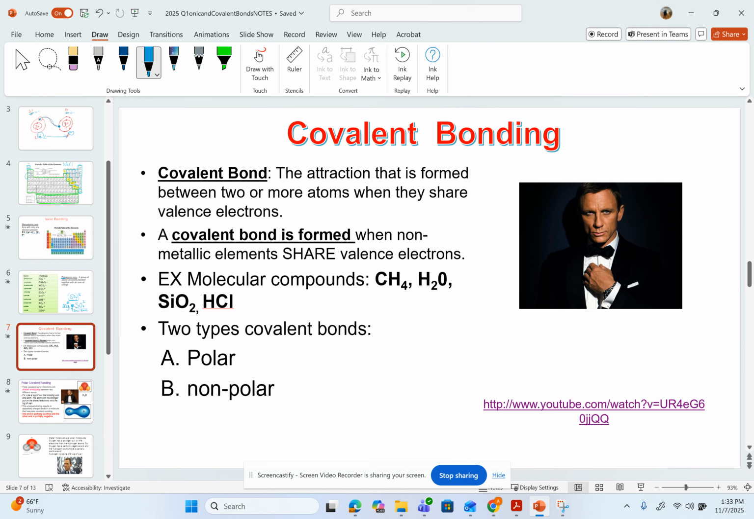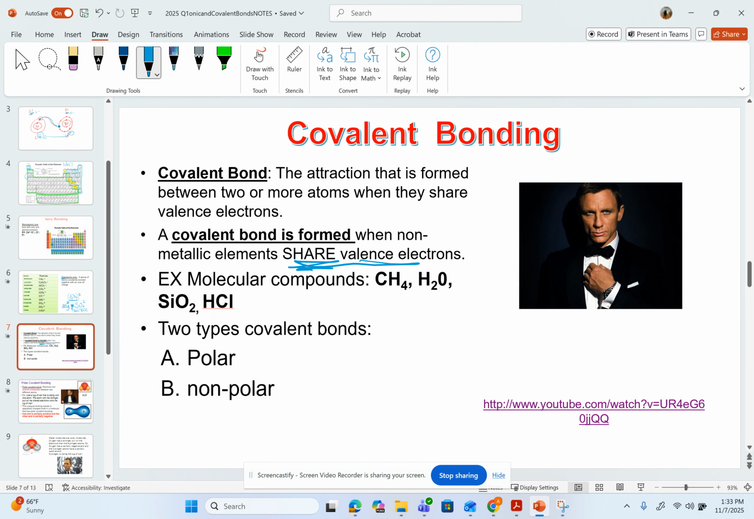So a covalent bond is formed when nonmetallic elements or metalloids share valence electrons. So they're going to share them. That means the shared valence electrons are going to spend some time in one of the atom's electron clouds and some time in the other electron cloud. And that movement of the electrons from one electron cloud to the other is going to form an attraction between those elements.